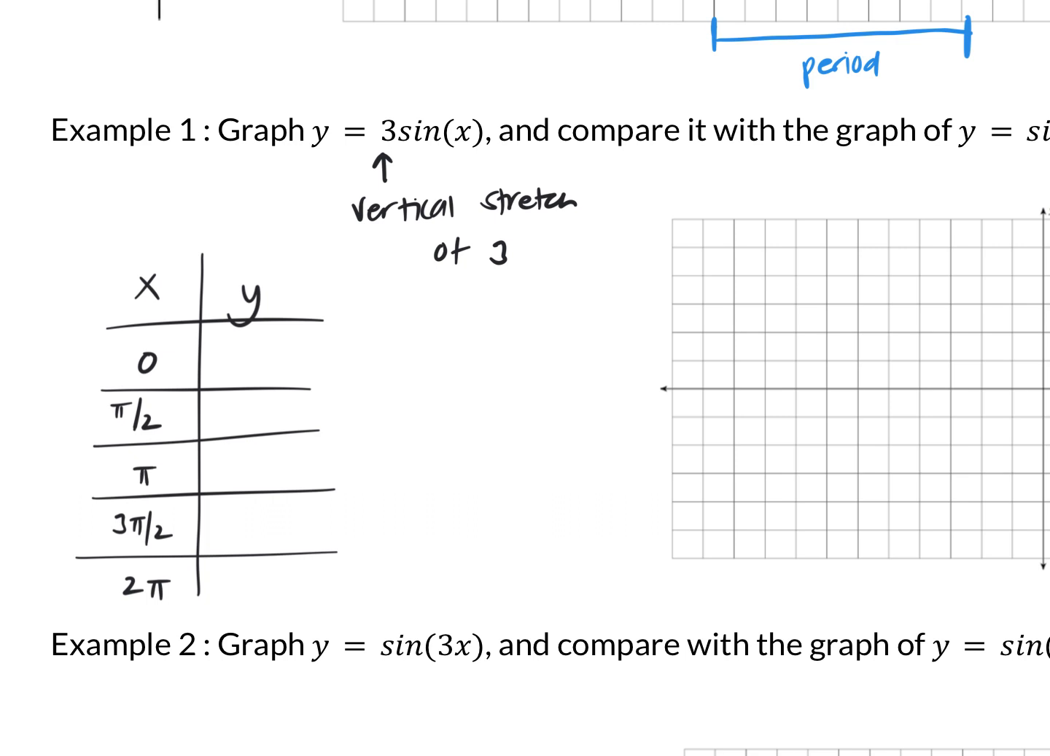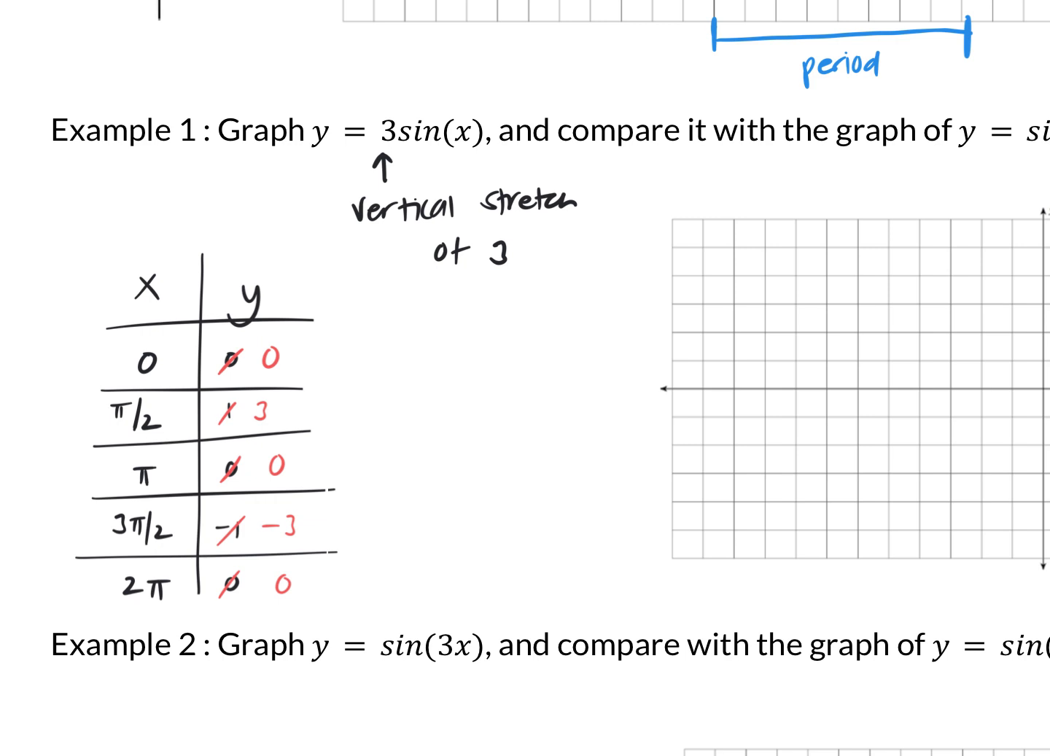My original y values from my sine function up above were 0, 1, 0, negative 1, and 0. However, I need to multiply all of those by 3 because we're stretching it by 3. So this now becomes, well, still 0 actually. What does 1 become? 3. 0 becomes 0. Negative 1 becomes negative 3, and 0 is still just 0. Okay?